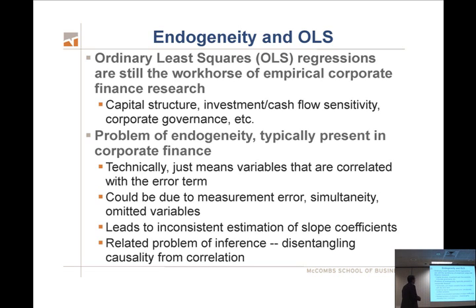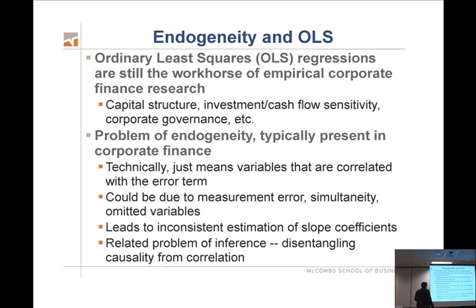Well, the issue here is ordinary least squares regressions, which are still by far our bread and butter as corporate empiricists. Those regressions can suffer from this problem. And those are the regressions still used today in things like capital structure, investment cash flows, corporate governance, and all kinds of settings throughout the literature. Many of us, when we think about writing empirical papers, first think about what kind of regression do I envision running, right?